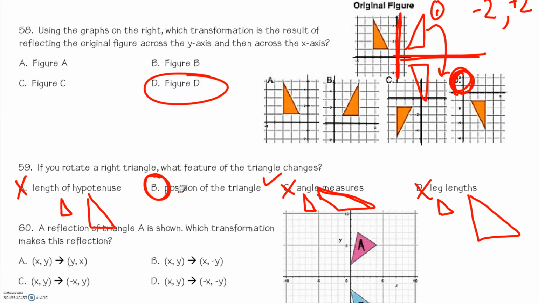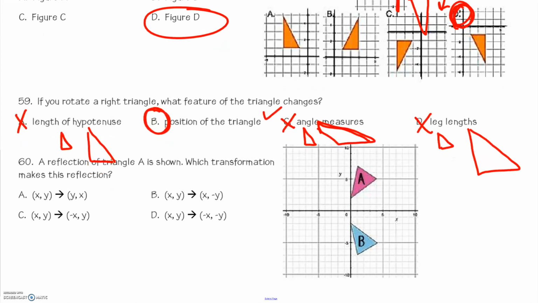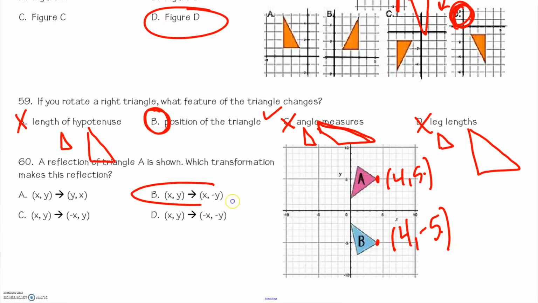All right, and the last one for this section, I'm trying to figure out which rule is a reflection of A. So an easy thing that you can always do is take the point right here. That is 4, 5. And let's see, that's going to come here. 4, 5 becomes 4, negative 5. Did the x's change? X's did not change, but the y's became negative. So which rule represents that? B. So the correct answer for 60 is B.